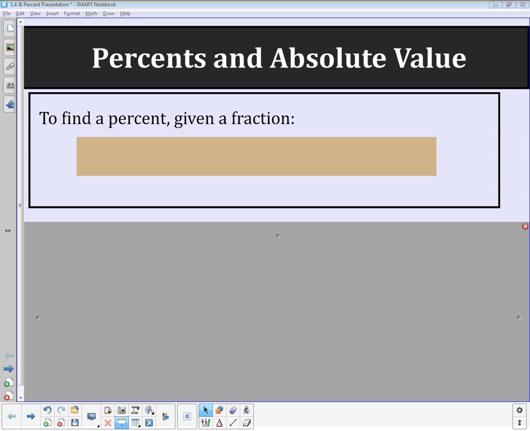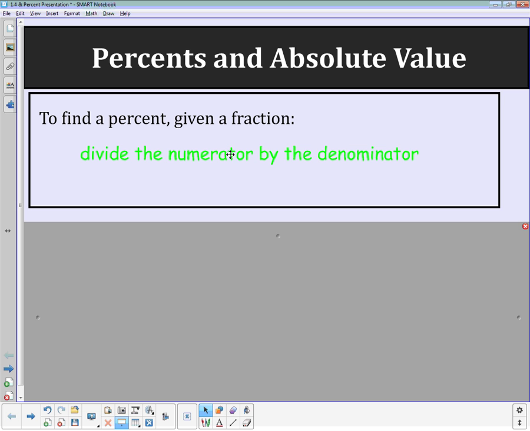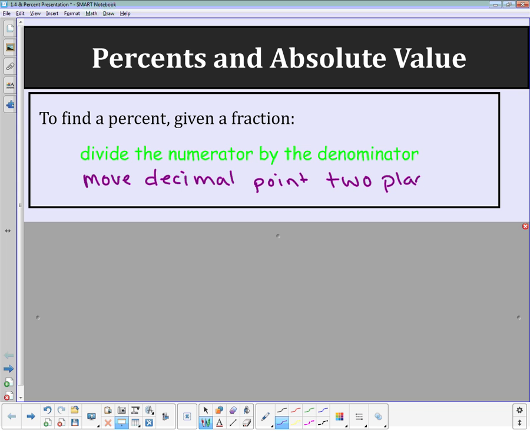Today we're talking about percents, like percent of change and finding percent, and also absolute value. So up at the top, just a little review for us. To find a percent given a fraction, we divide the numerator by the denominator. And then also remember that we have to move the decimal point 2 places, to account for that percent being out of 100.